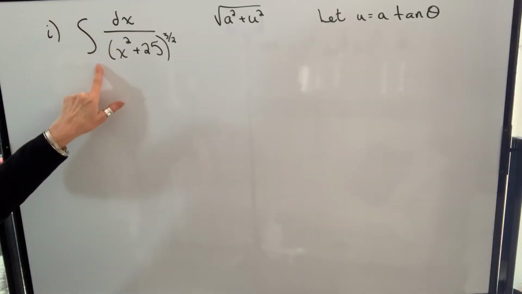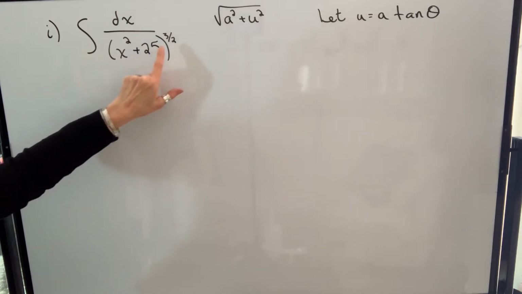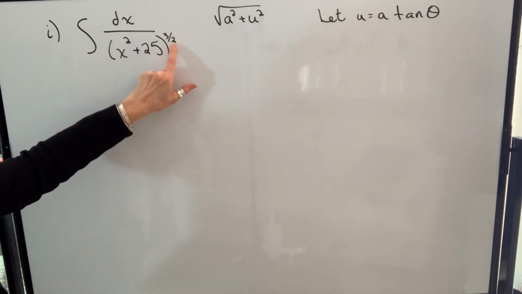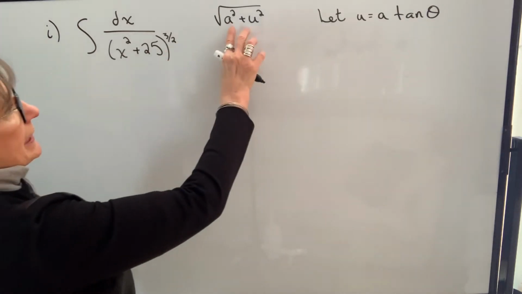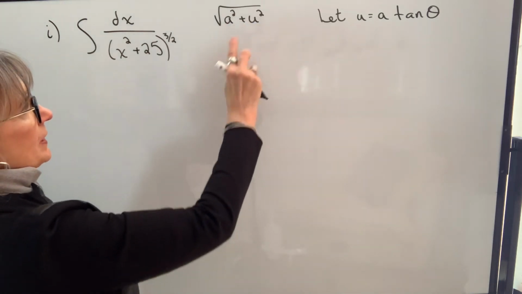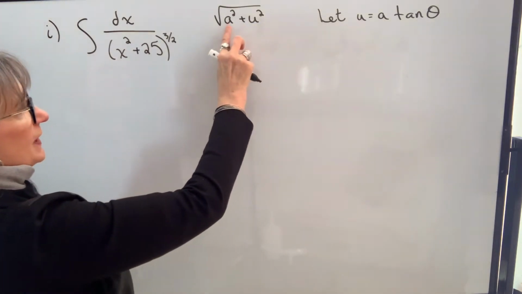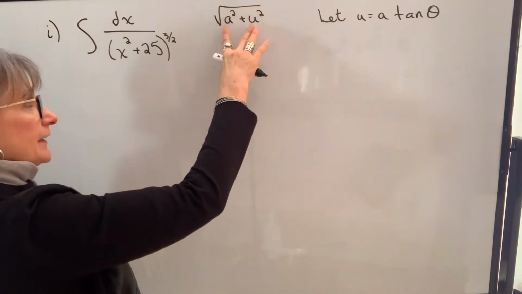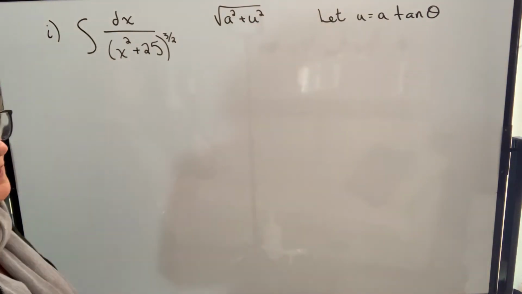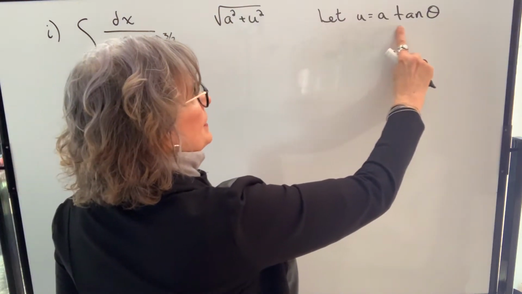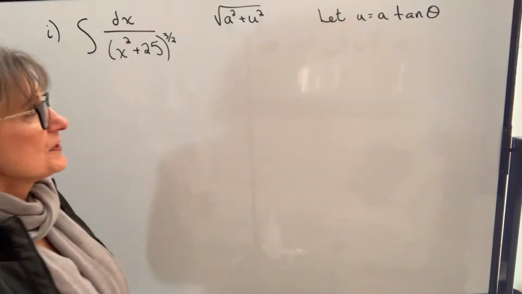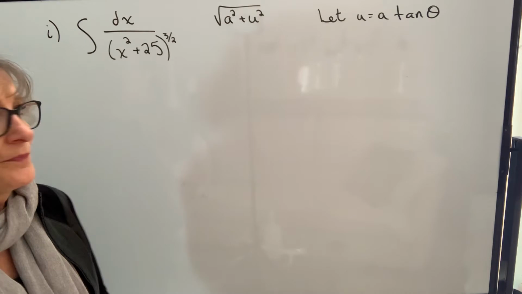We have the integral of dx over x squared plus 25 to the 3/2. So that 2 in the denominator means square root. And we have u squared plus a squared. It doesn't matter the order when you're adding. So this is the form that we're going to use. And when you're working with an integral in this form and you can't integrate it by other techniques, then the substitution you're going to use is u equals a times tangent theta.